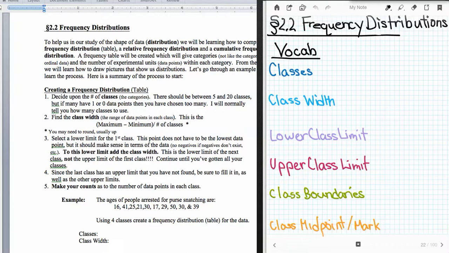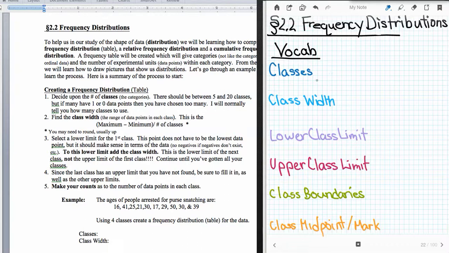So the first thing we're going to talk about is just some vocabulary. And once we've got the vocabulary under our belts, then we're going to use an example in order to exhibit all of this vocabulary. So let's start with vocabulary. The first thing I want to talk about are classes.